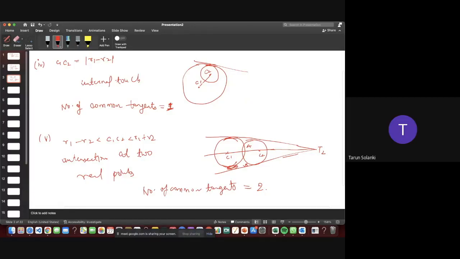Now the last one, very important. The given condition is modulus of R1 minus R2 is less than C1C2, and similarly C1C2 is less than R1 plus R2. In this case, both the circles are intersecting each other at two real points, A and B, which we have taken. So in this case, we are getting two tangents. We can't draw a third one from the middle side, right? As we have done in the third case, these two tangents are the common tangents. So the number of common tangents will be 2 here. Okay.